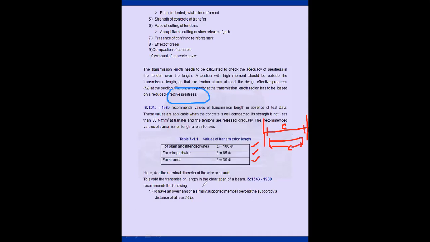So to avoid the transmission length in the clear span of a beam, what are the recommendations given? The first one is to have an overhang of a simply supported member beyond the support by a distance of at least half of the effective length. So let me show you that.